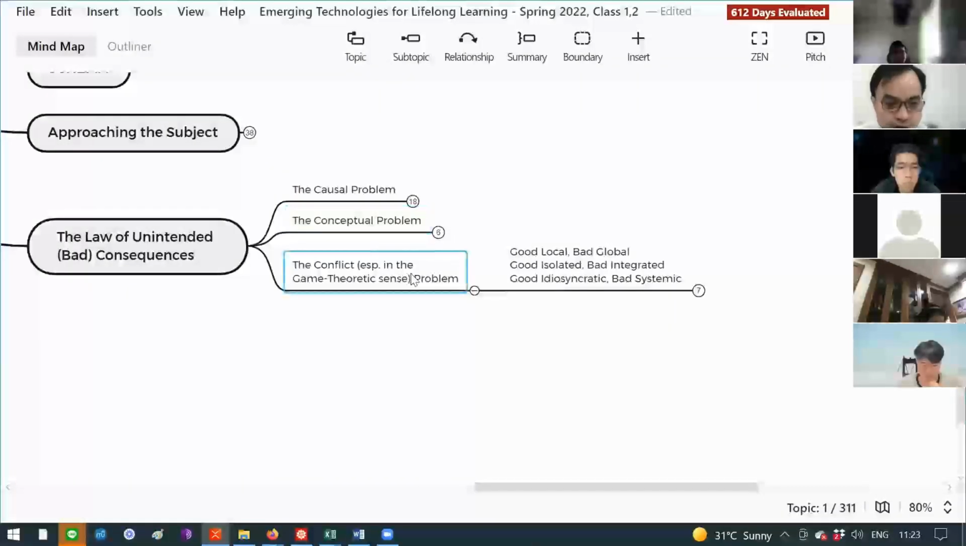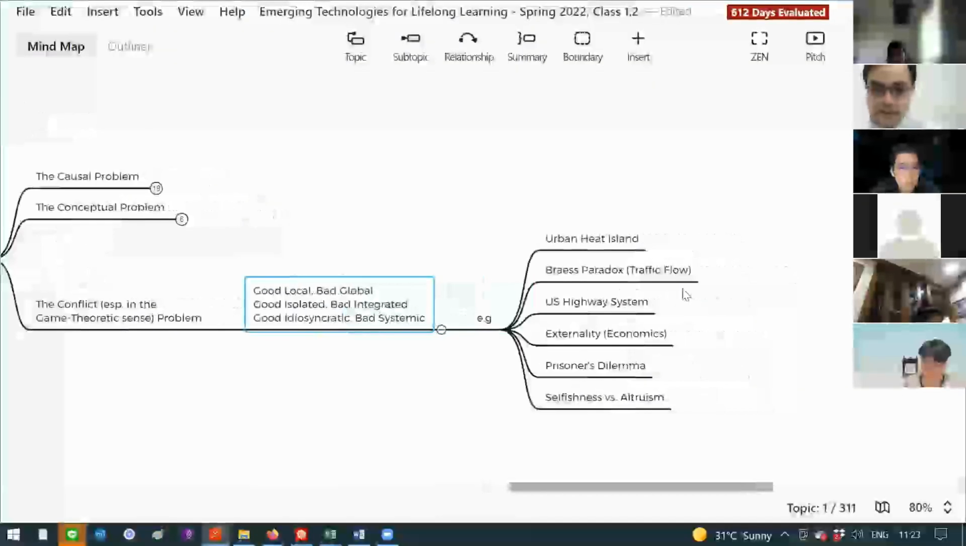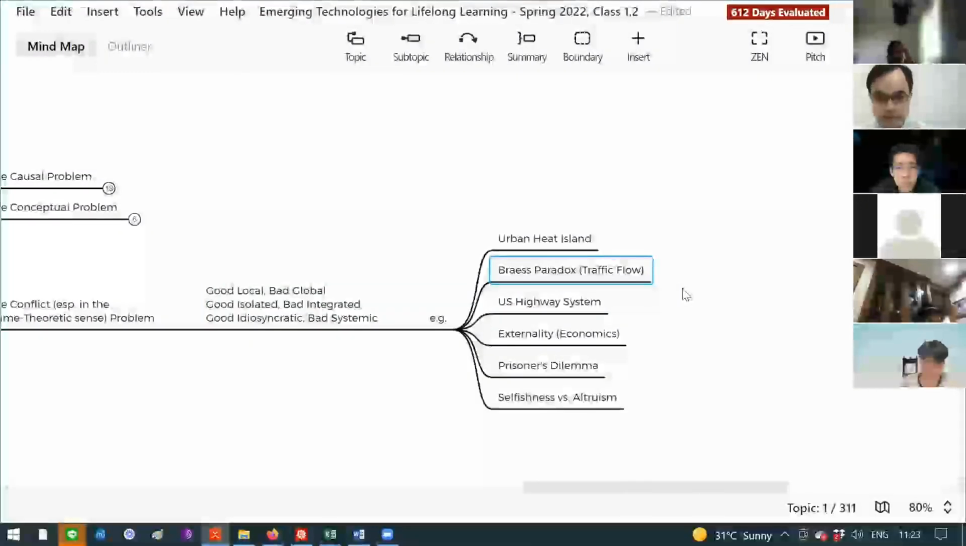And also the conflict part, I put conflict, especially in the game theoretic sense. Sometimes what you do that benefits the few can harm the greater community, or private gains and public loss, and that sort of thing. But sometimes it's not deliberate. It's everybody acting rationally. And a good example, the best example here, is the Braess paradox in terms of traffic. What makes sense for you to do ends up making the whole traffic slow down.